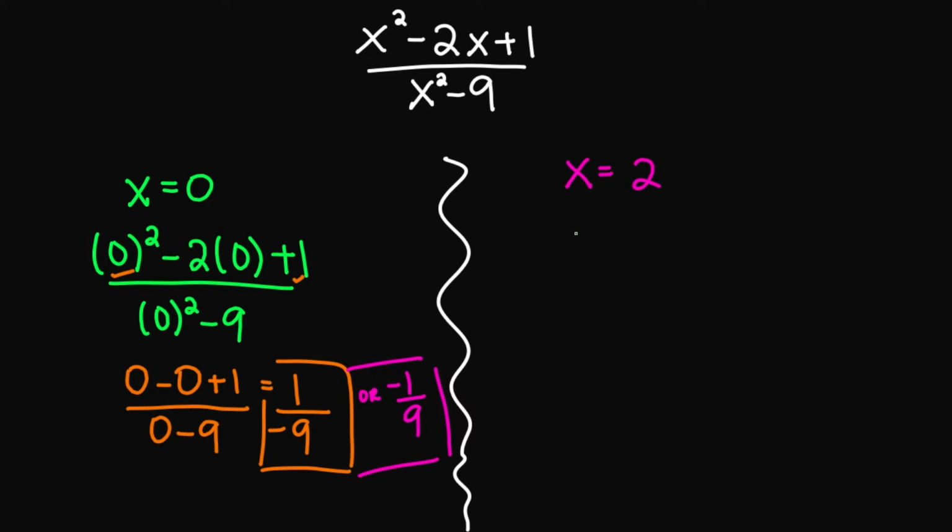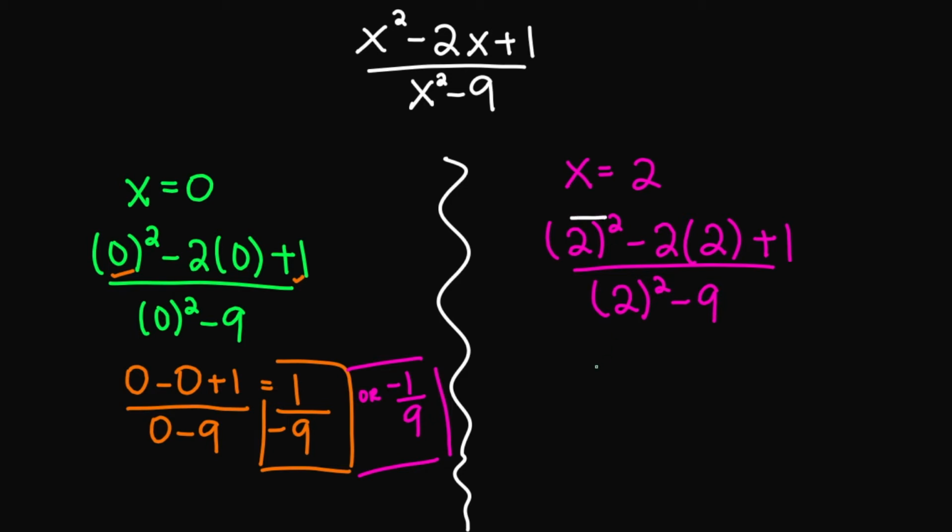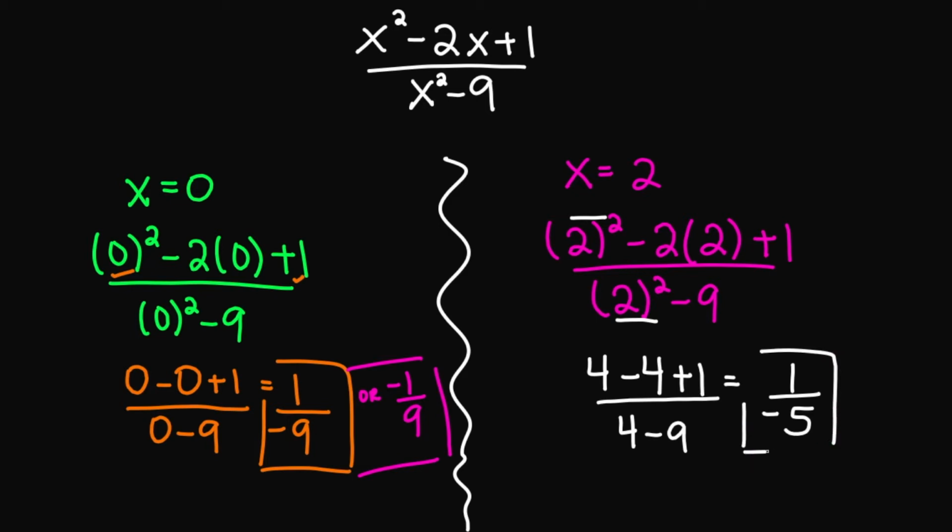So wherever there's an x, I'm going to replace that with a 2. So I have 2 squared minus 2 times 2 plus 1 in my numerator. In my denominator, we have 2 squared minus 9. So 2 squared here, that's going to equal 4, minus 2 times 2, which is going to equal a negative 4, and then plus 1. My denominator, we have 2 squared here, that's going to equal 4 minus 9. So my numerator, 4 minus 4 plus 1, that's going to give us a positive 1. And then 4 minus 9, that's going to give us a negative 5. So your final answer is 1 over negative 5, or you can write negative 1 over 5.